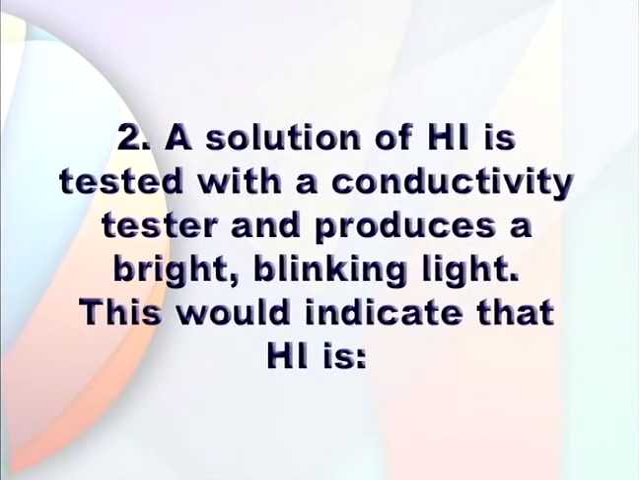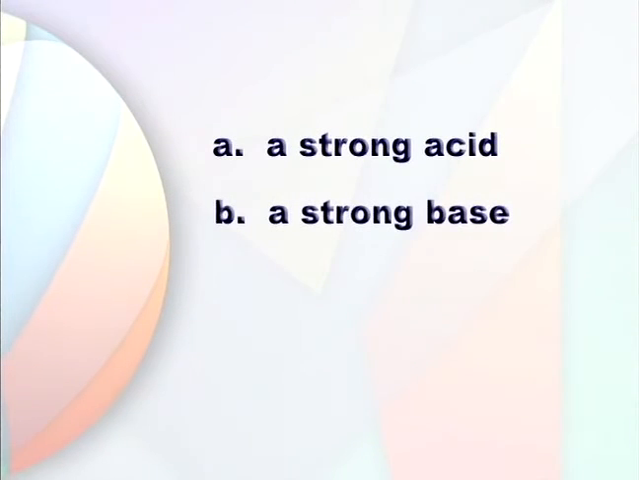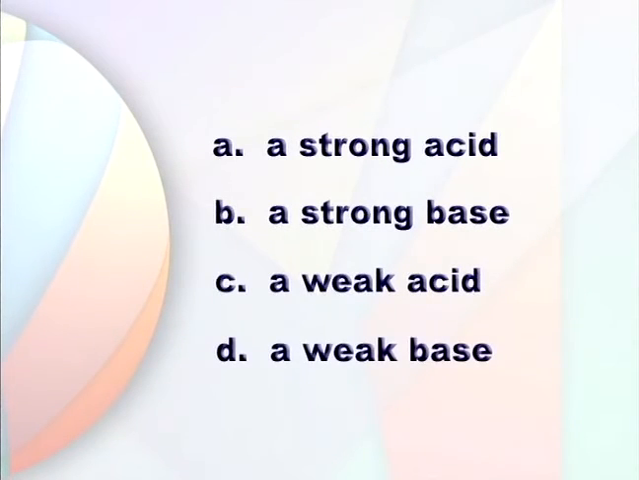Number 2. A solution of HI is tested with a conductivity tester and produces a bright, blinking light. This would indicate that HI is A. a strong acid, B. a strong base, C. a weak acid, D. a weak base.